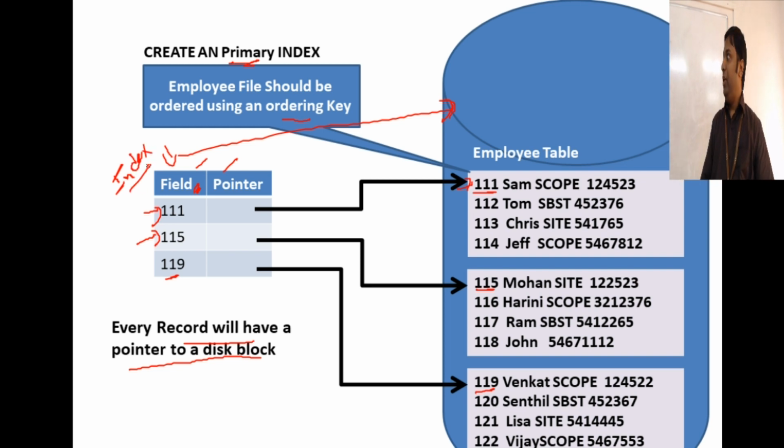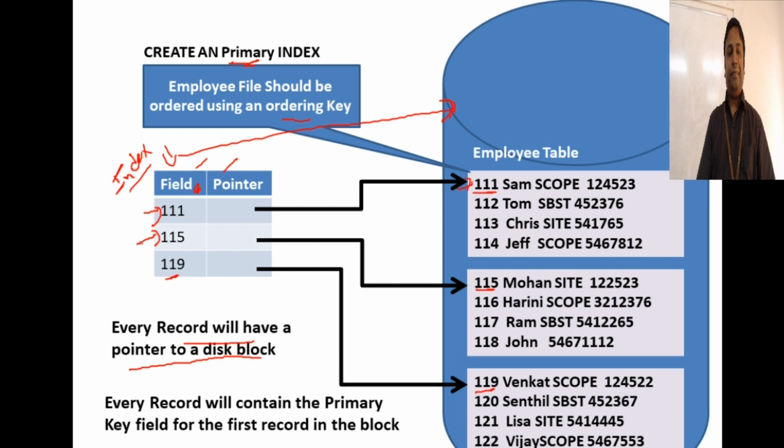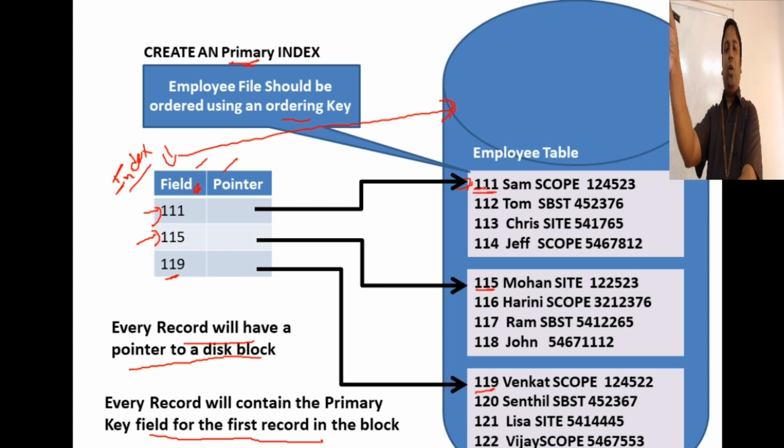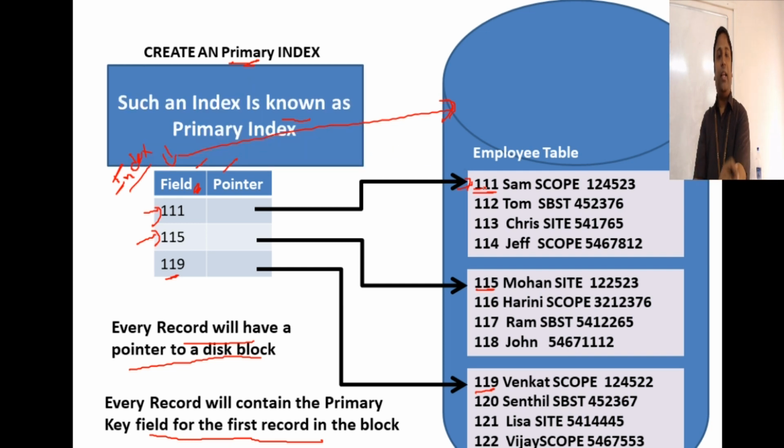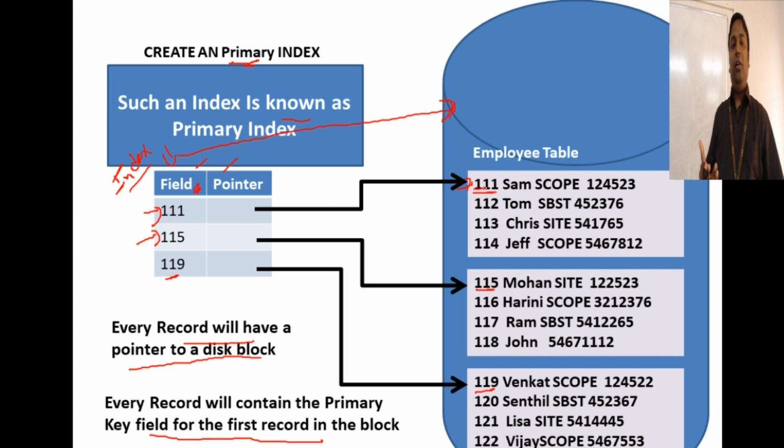The index file will also be in your dictionary, and when your instance gets created, will be used up by your Oracle instance. Okay. You understood what is this primary index? Okay. So every record will contain the primary key field for the first record in the block. See, otherwise employee ID I can say is the primary key also. So using the primary key I created an index and I take the first record from every block, take that ordering key, put that in my index. So that becomes my primary index. So what this kind of an index is called? Primary index.